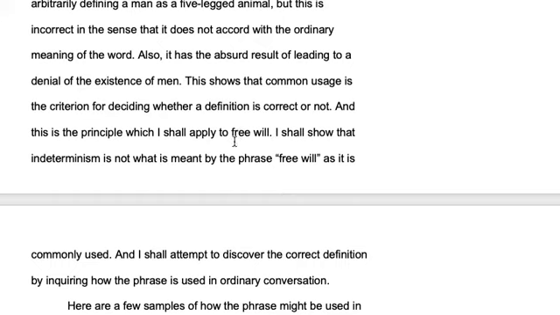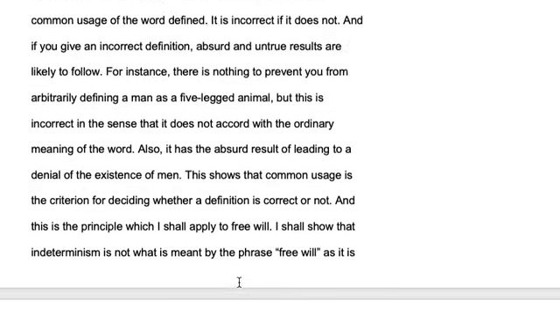I shall show that indeterminism, remember, is the idea that not everything has a cause, right? Indeterminism basically is the opposite of the thesis of universal causation. It's the opposite of what I'm calling metaphysical determinism, is not what is meant by the phrase free will as it is commonly used, as I shall attempt to discover the correct definition, and I shall attempt to discover the correct definition by inquiring how the phrase is used in ordinary conversation.